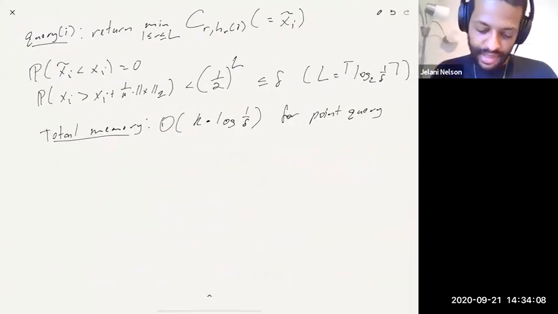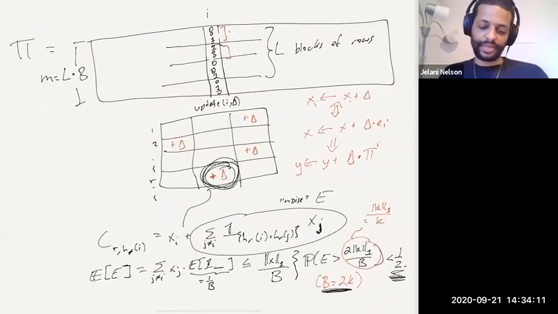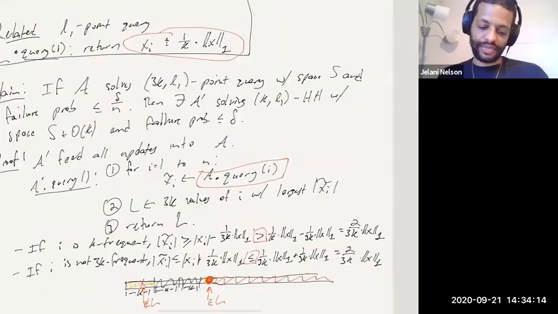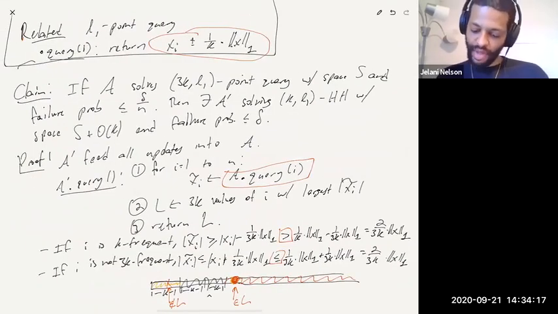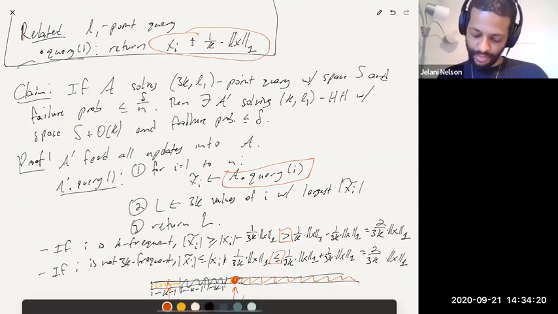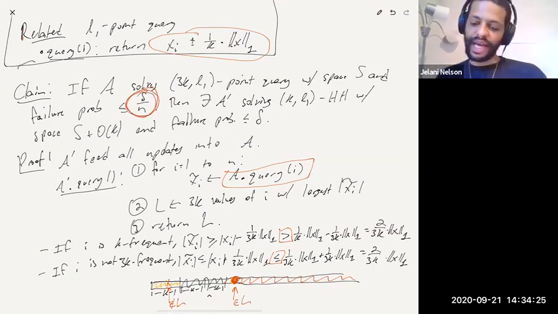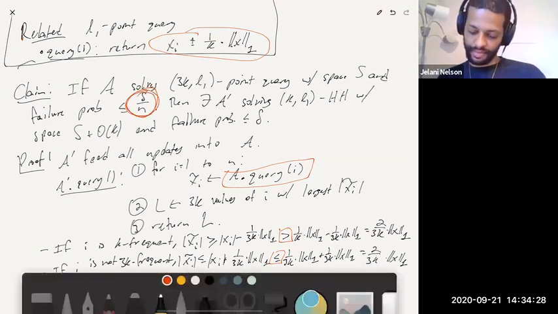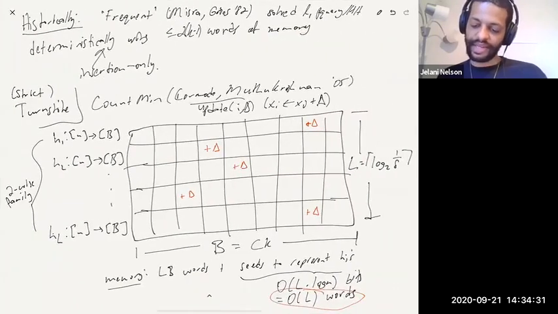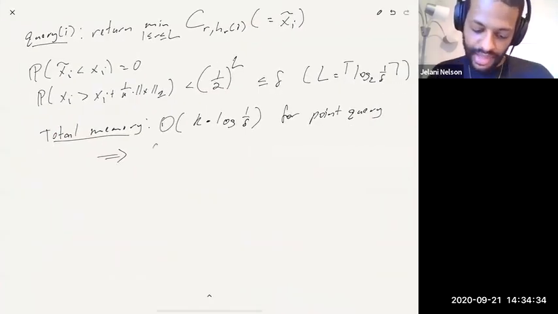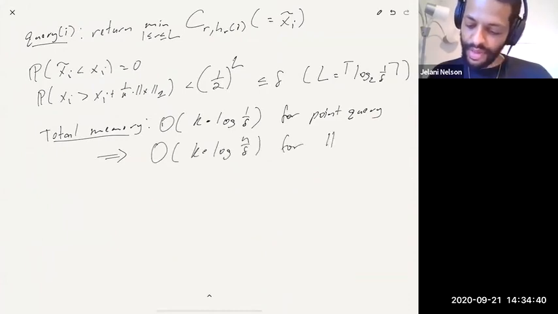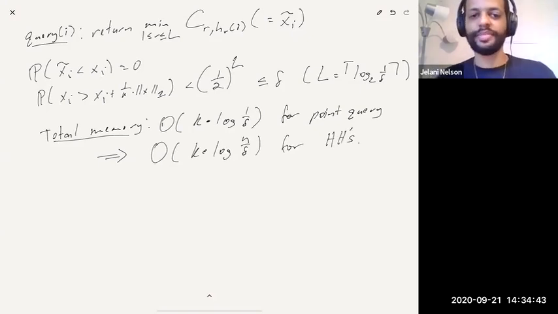And this implies what? Remember that the reduction here said that if I can solve the 3k point query problem with failure probability delta over n, then that implies that I solve heavy hitters. So if I want to solve heavy hitters, I need to set delta to be actually delta over n. So this implies O of k times log n over delta for heavy hitters. Okay, so we've now seen the full details of one heavy hitter algorithm.